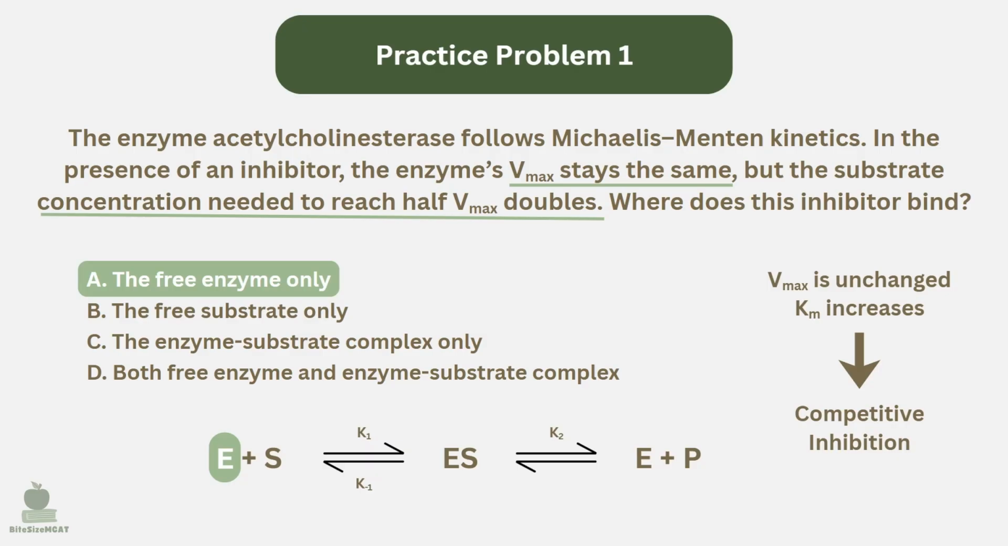What about the other answer choices? Well, the free substrate only is actually referring to what the enzyme itself can bind to, so that can't be right. B can't be right. The enzyme substrate complex only is what an uncompetitive inhibitor binds to, so C is incorrect. And both the free enzyme and enzyme substrate complex is what a mixed or non-competitive inhibitor would bind to, so we could rule that one out as well.